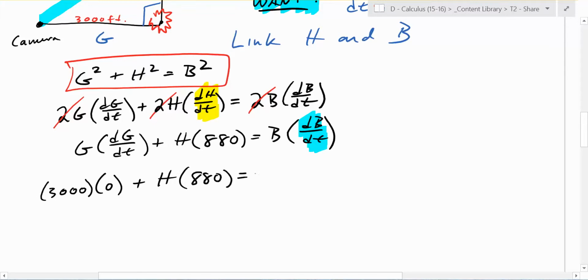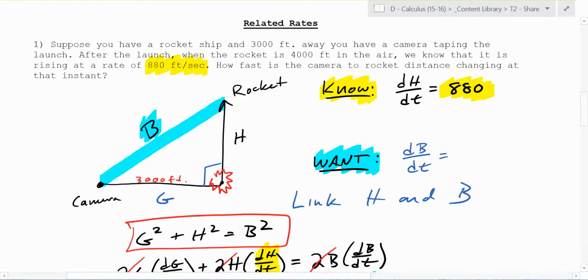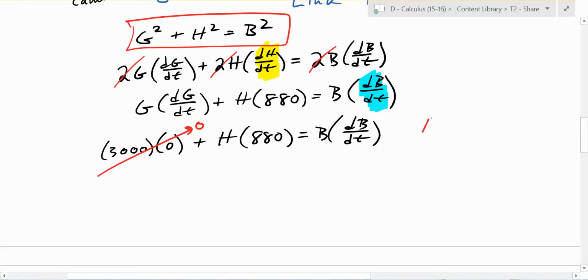880 equals b times dB dt. Hey, we plugged in one more thing. Oh, but what's this right here? 0. So now we need h. Oh, wait. What's the rest of the question say? When the rocket is 4,000 feet in the air. So where do we plug in 4,000? So h is 4,000. So we have 4,000 times 880 equals b times what?